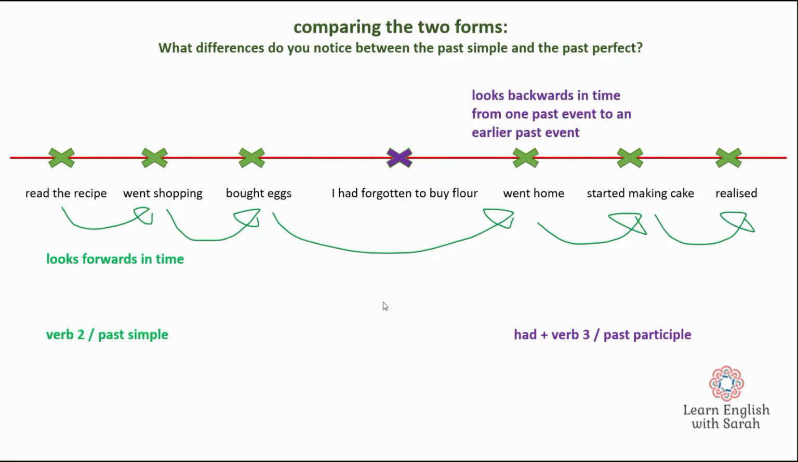Past perfect does the opposite thing. The past perfect looks backwards in time from one past event to an earlier past event. And this is super important. I've had lots of students make up their own names for the past perfect, and often students call it things like the before past, and that's absolutely fine. If you want to call it something like this, no problem.